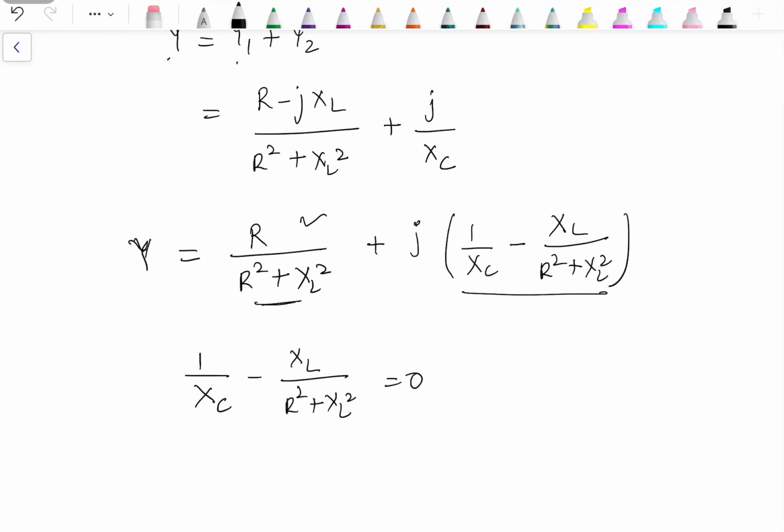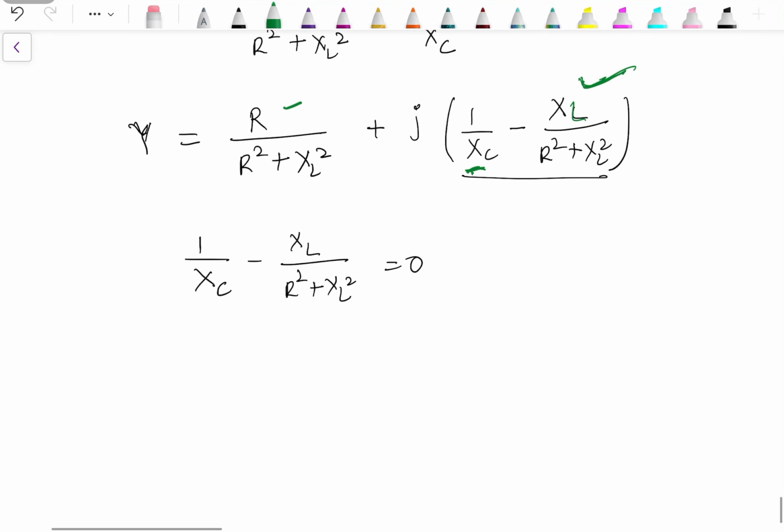This one represents the conductance, only this is present in the circuit, and this is actually affecting the amount of current at resonance, and the phase angle is controlled by the other one, and that's why they are in the same phase. These two, 1 upon XC and XL upon R square plus XL square, their net value should be 0. So from here what we get, 1 upon XC is equal to XL upon R square plus XL square. XL into XC should be equal to R square plus XL square.